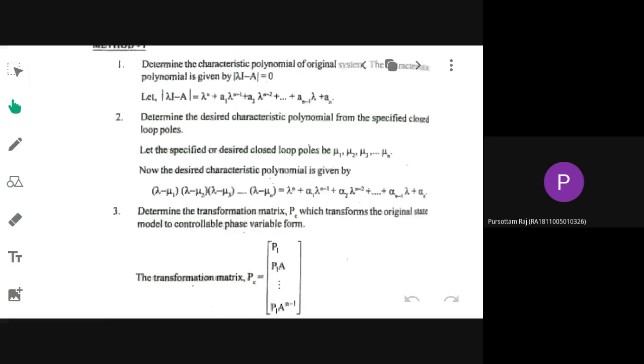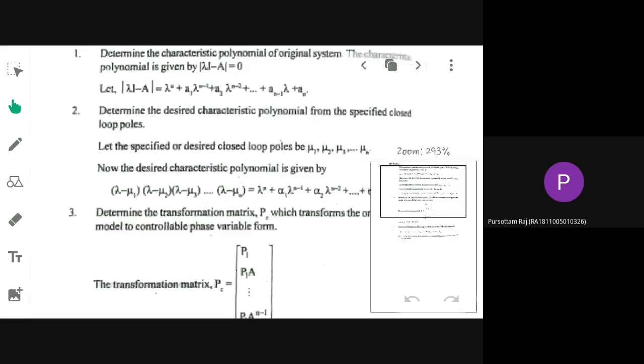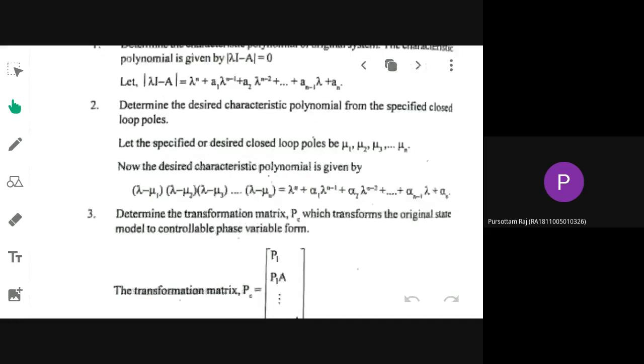For the original system you will be calculating the gain values. Lambda I minus A you will calculate, and you will obtain this characteristic polynomial. Next, they will give you the desired closed loop pole locations you want. Here mu1, mu2, mu3 are the desired closed loop locations. Using that you will frame another characteristic polynomial, and you will compare these two. Here the coefficients are alpha 1, alpha 2, alpha n minus 1. Here the coefficients are a1, a2, an minus 1.